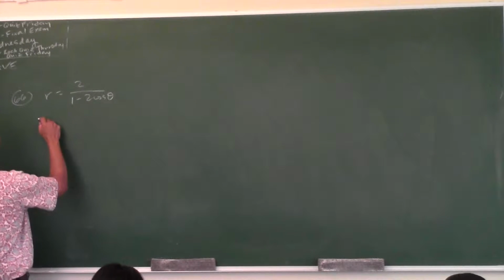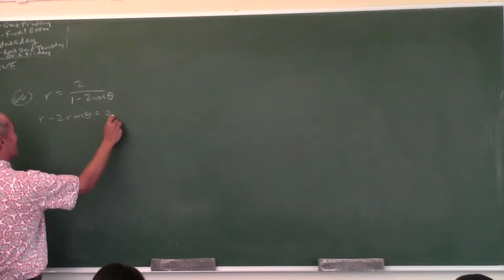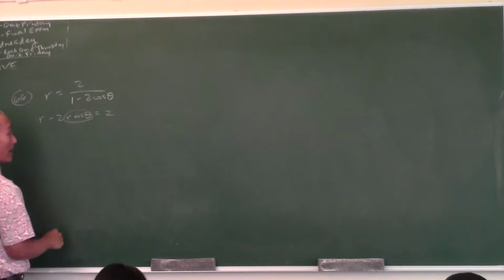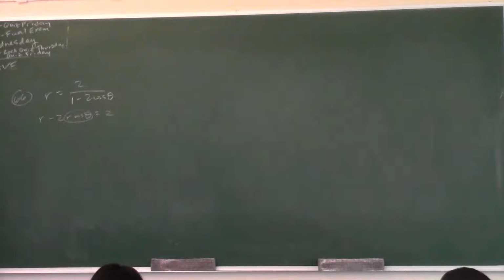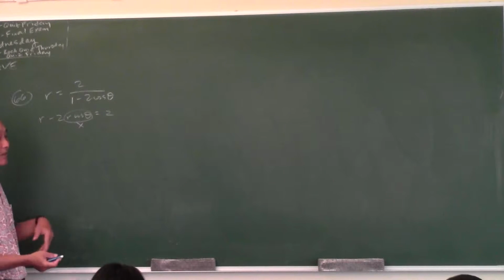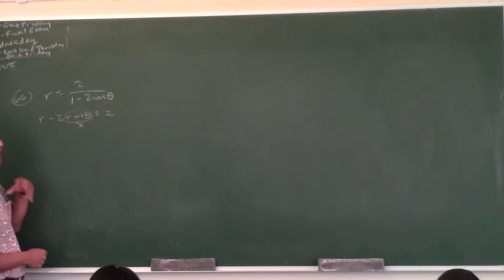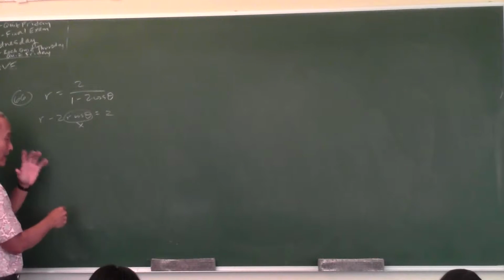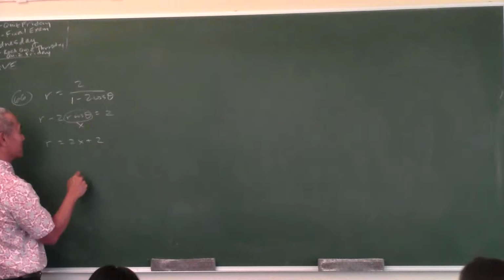Okay, cross multiply. r minus 2r cosine theta is equal to 2. Oh, x, I'm sorry. You guys keep making that same mistake. Cosine is x, sine is y. That was from the first time we learned trig, right? And then what do you do? Because we need to have r squared, right? So we isolate the r. So r equals 2x plus 2, correct?